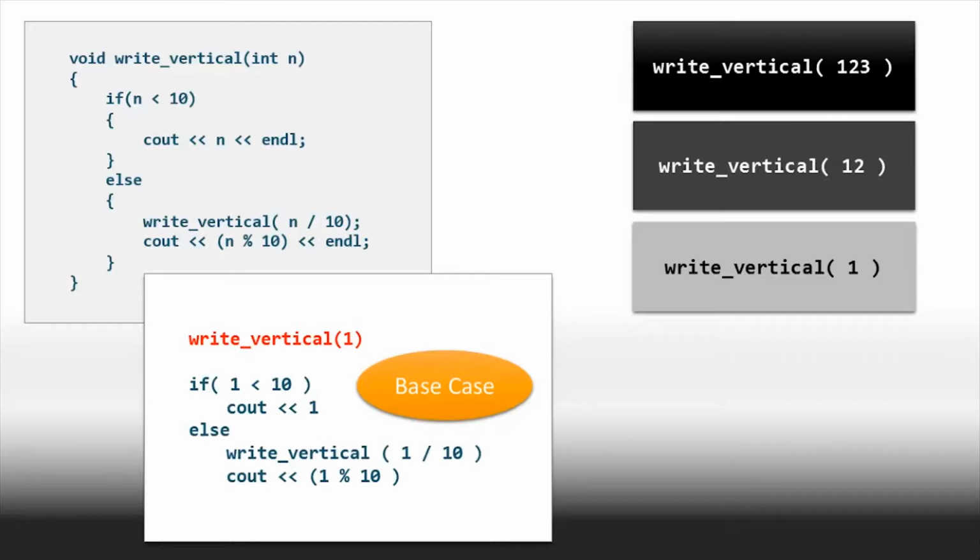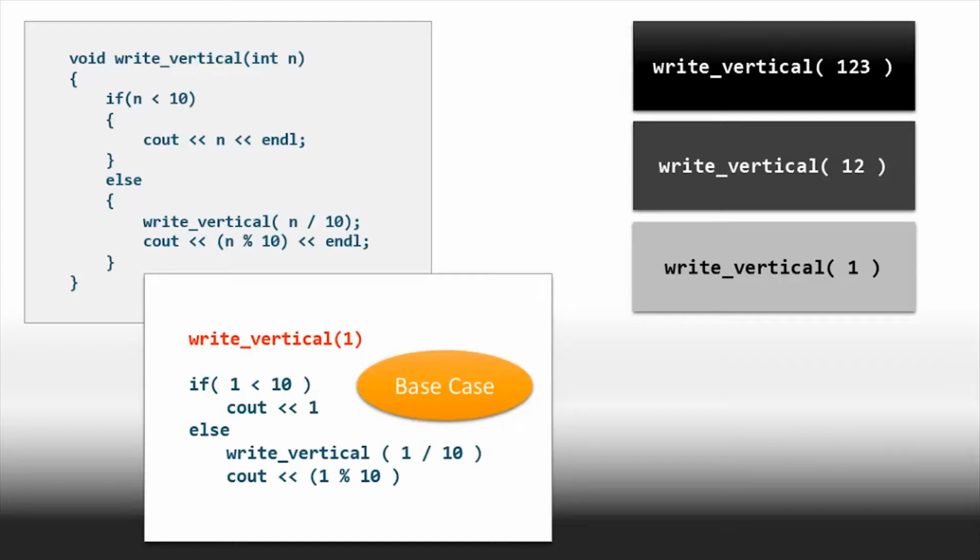All of these instances of the function are sitting on the processing stack. We've reached the base case, and now at the base case we can output, or cout, the value of 1. So we output that to the screen. That will conclude this instance of the function, and so it will return, it will pop that off of the stack, and then it will return back to write vertical.